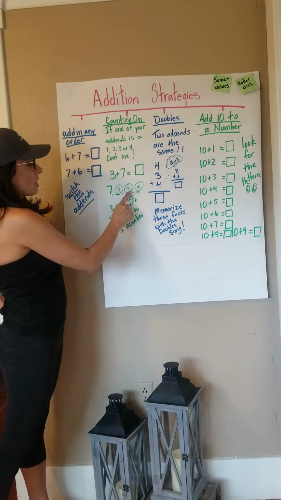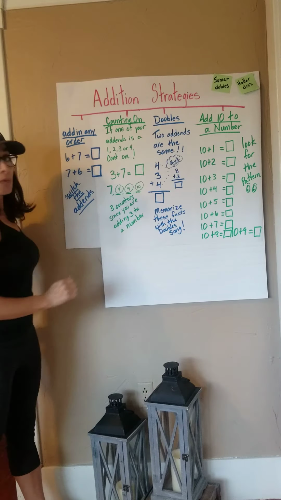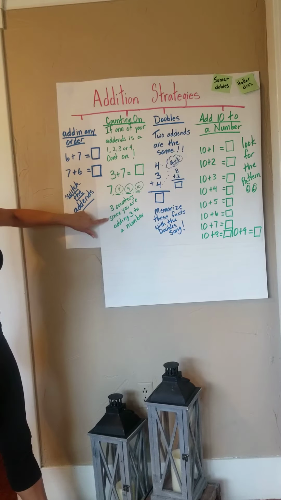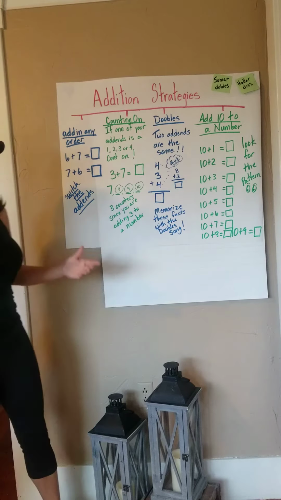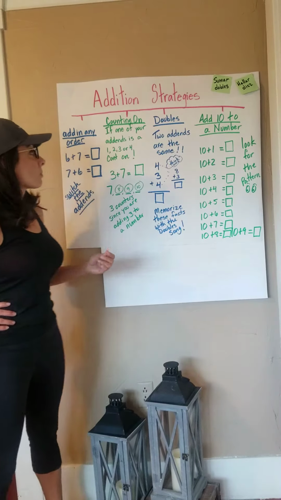You can even draw counters out if you like. So you'd start with 7, and then your 3 counters represent that adding. 3 counters since you are adding 3 to a number. If you were adding 2 to a number, you'd only need 2 counters.